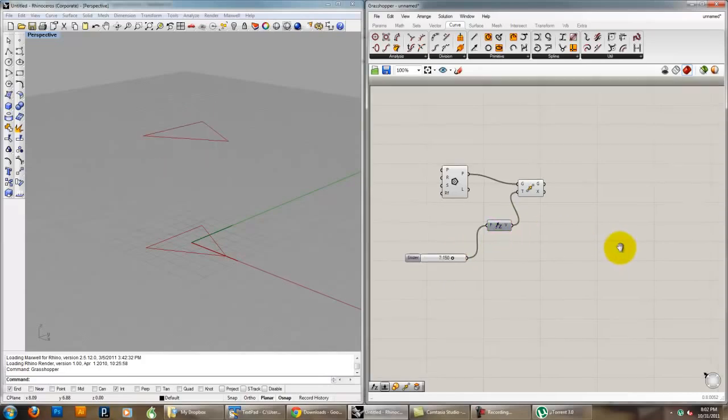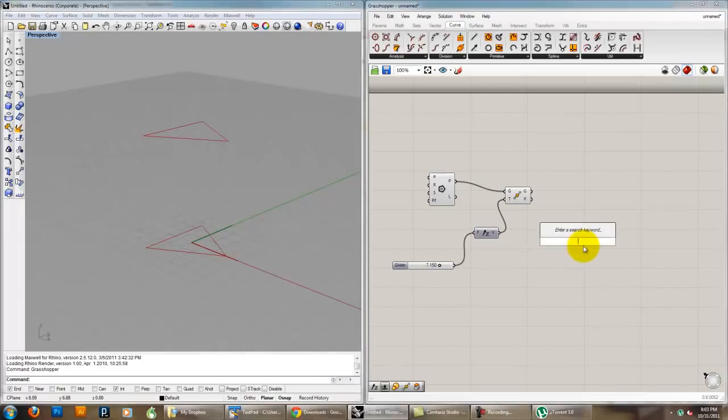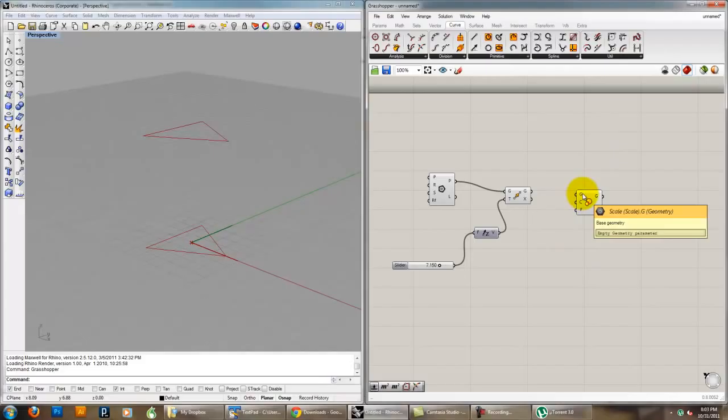So I've moved it, and then another transform we looked at was scale. Okay, and scale, just like the other transform move, takes geometry.